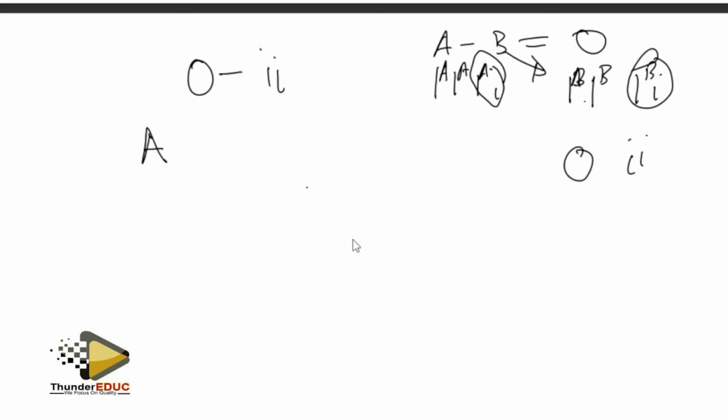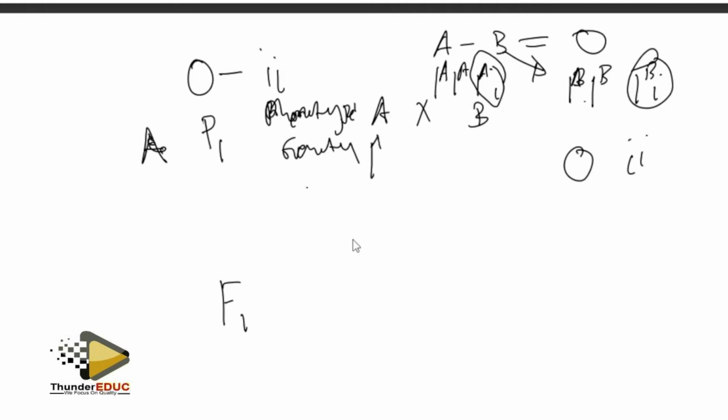So when you talk about the genotype, it is going to be the phenotype. So I'm going to say P1 F1, genotype, phenotype. I'm going to say A crossed with B. And then for genotype, I'm going to say A heterozygous crossing with B heterozygous. Then meiosis will take place.